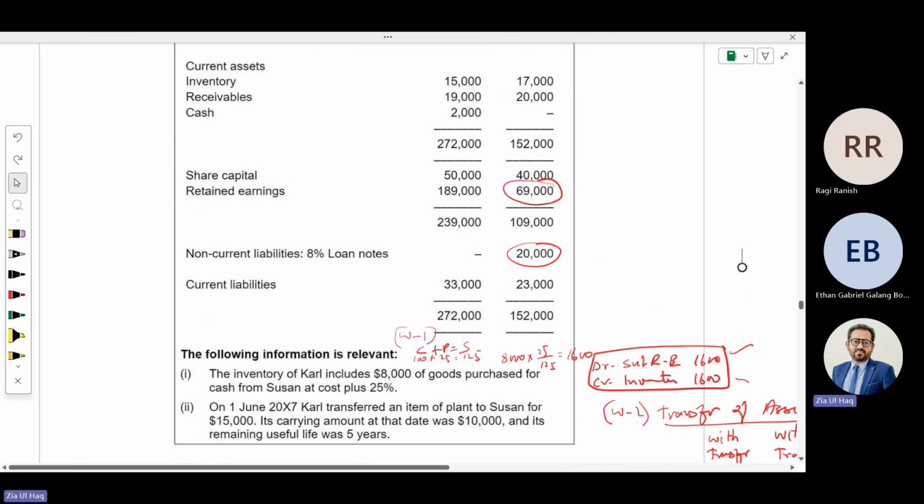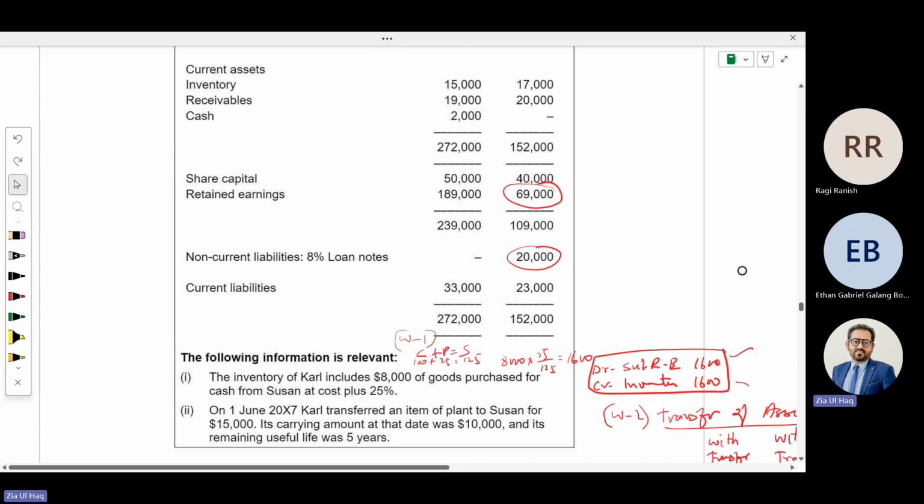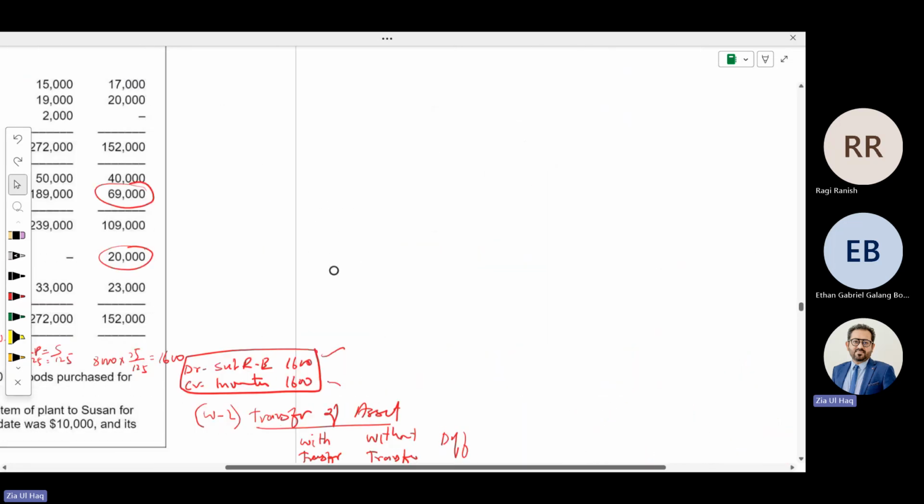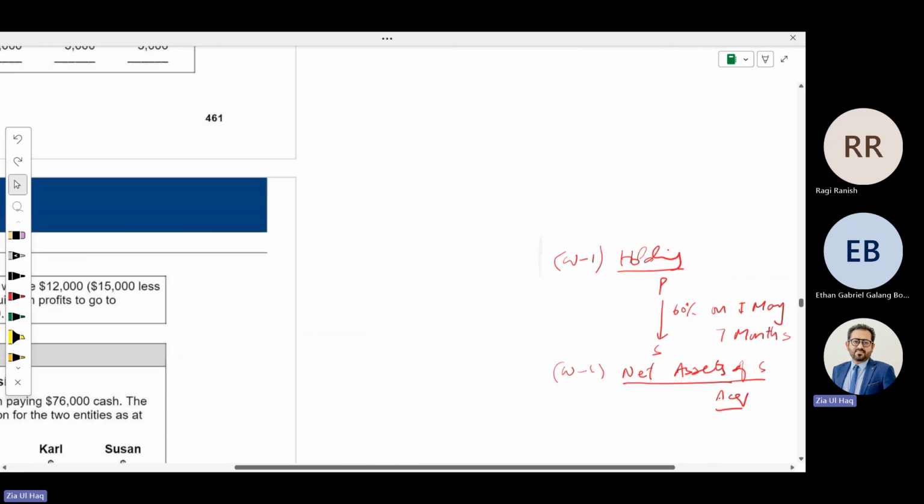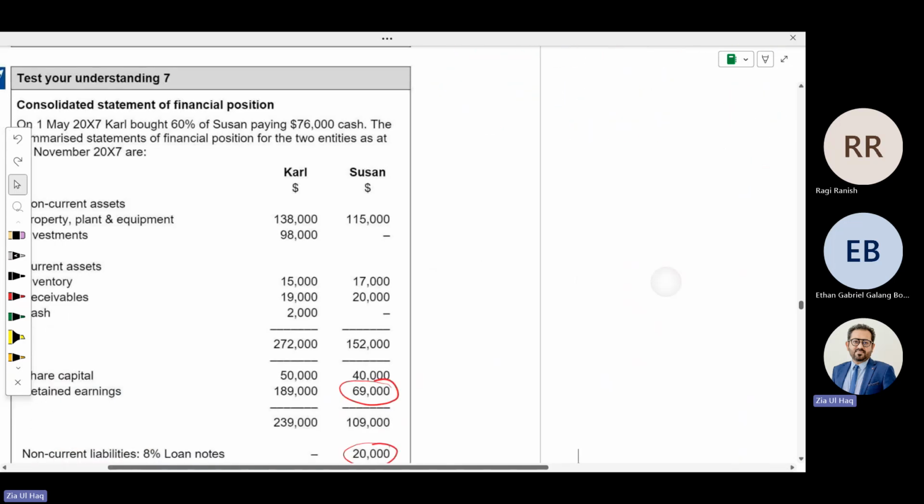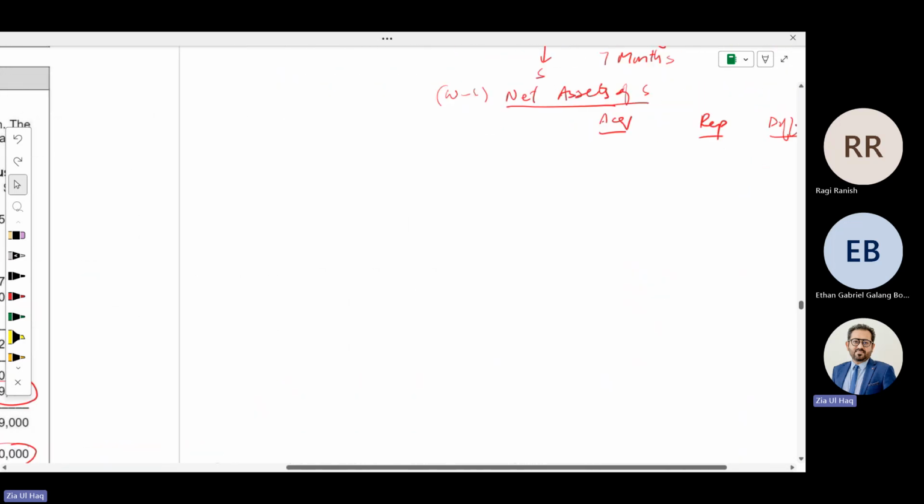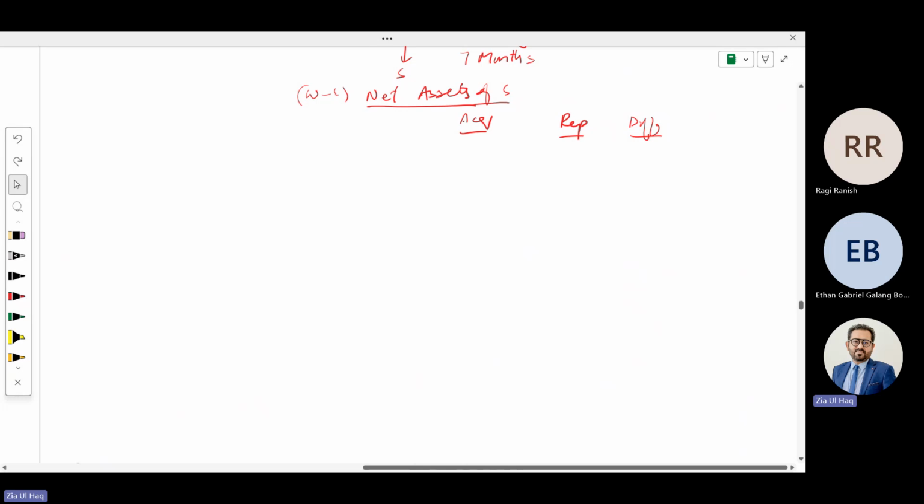There is share capital given and retained earnings given. Share capital we assume remains the same. This is reporting date data, not acquisition date data. So reporting date share capital is 40,000 and retained earnings is 69,000. And we assume share capital and share premium remain the same.